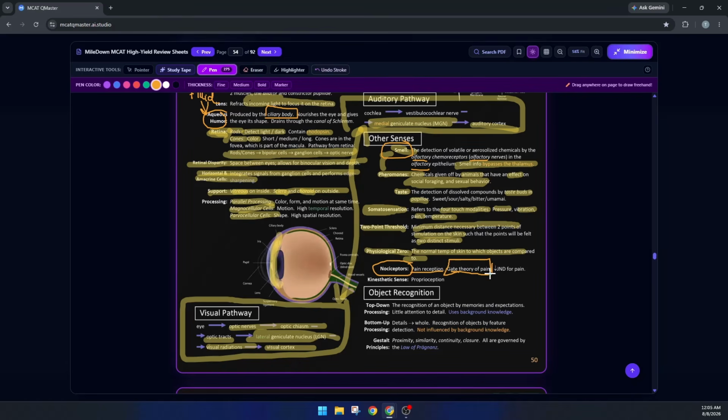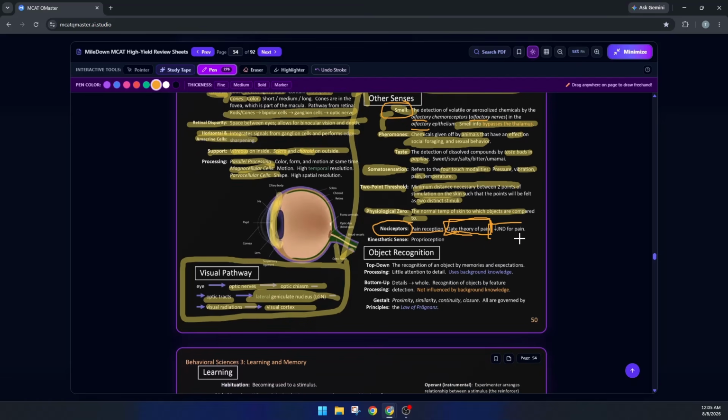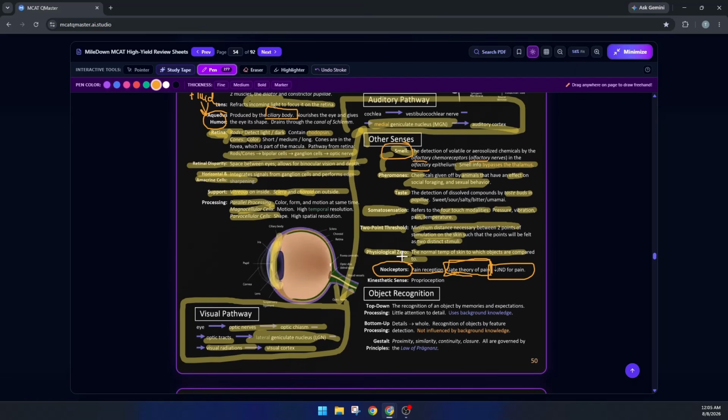I recommend going into a little bit more detail about gate theory of pain on Google or something, and then just noticeable difference for pain as well and how that relates to nociceptors. But I'll go through it really quickly too. Okay, so your nociceptors are essentially sensory receptors that are specialized in pain, or you can call it noxious, thermal, mechanical, chemical stimuli, anything that sends pain signals to your CNS, to your central nervous system, to your brain.